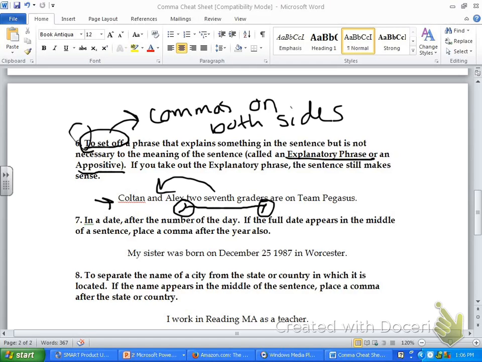Okay? Rule number 7 is that we need commas in a date after the number of the day. If the full date appears in the middle of a sentence, we need a comma after the year also. So in this sentence, my sister was born on December 25th, 1987, in Worcester. We need a comma after the number of the date. And then since the year and the date appears in the middle of the sentence, we need a comma after the year as well. Okay?